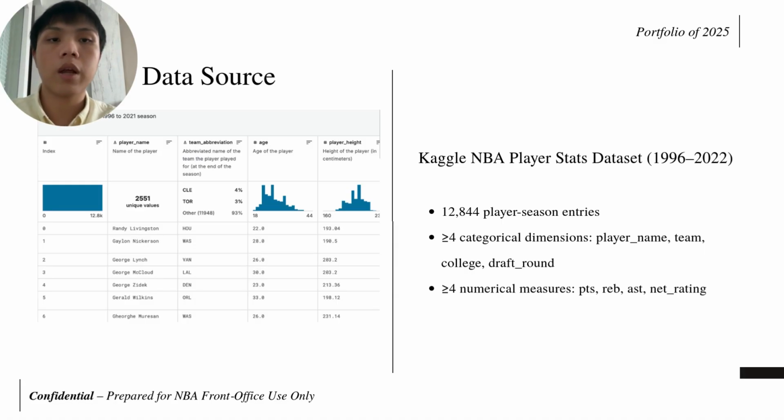The richness and reliability of this dataset made it ideal for sports analytics. It allows for detailed analysis across eras, draft classes, and colleges, while also enabling more advanced efficiency comparisons. For example, using net rating and usage percentage, we can evaluate how players contribute to their teams beyond just points scored. Using this dataset ensures that our insights are statistically meaningful and grounded in real historical NBA performance, making them relevant and actionable for decision makers.